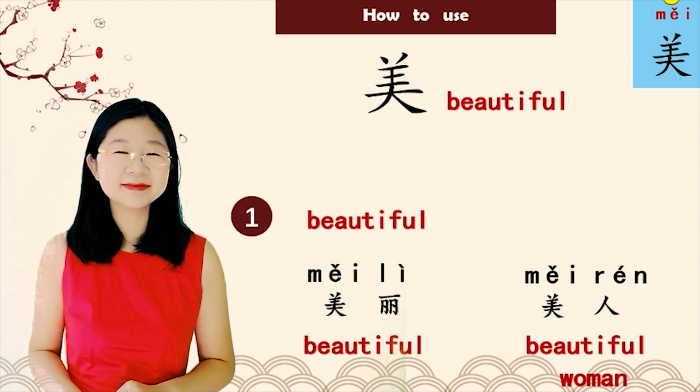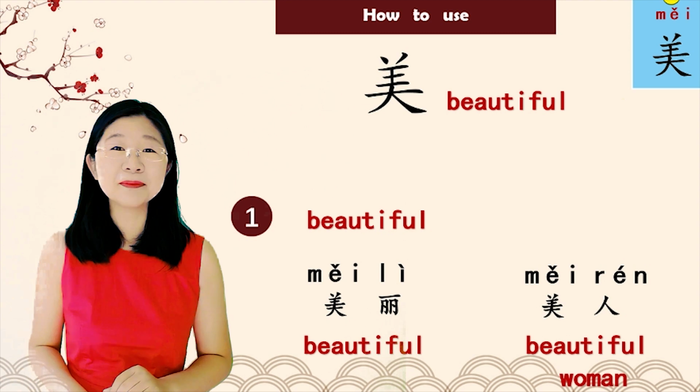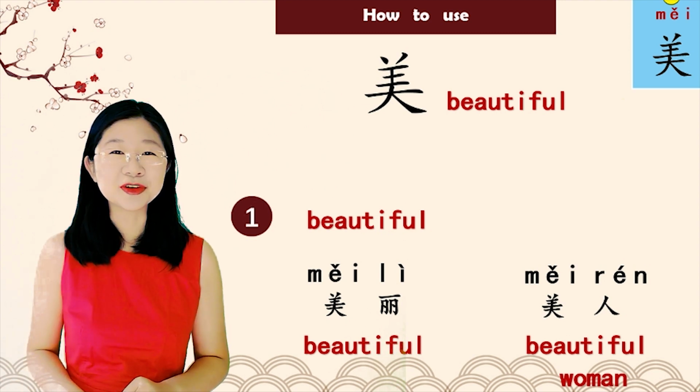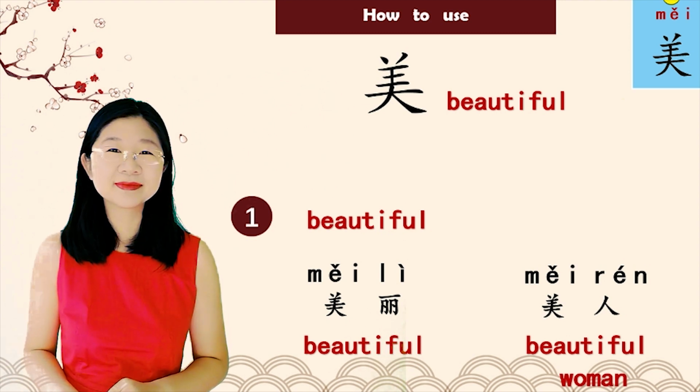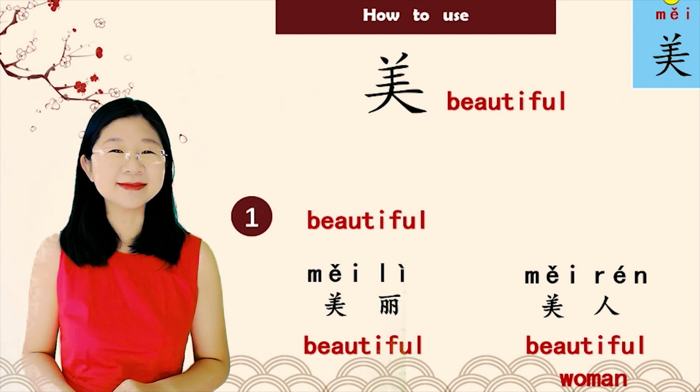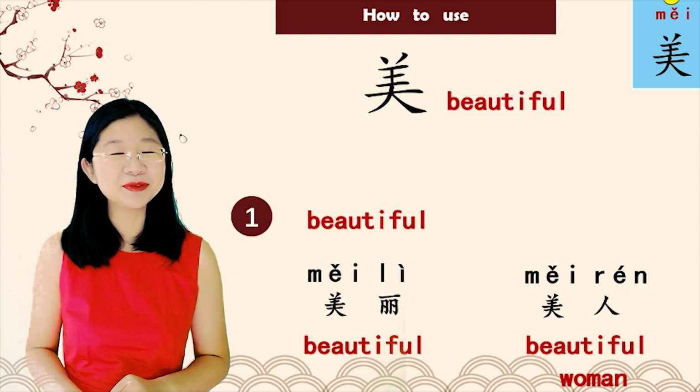美人, 美人. 人 means people, person. So beautiful people. That always means the woman. So 美人 means beautiful woman.